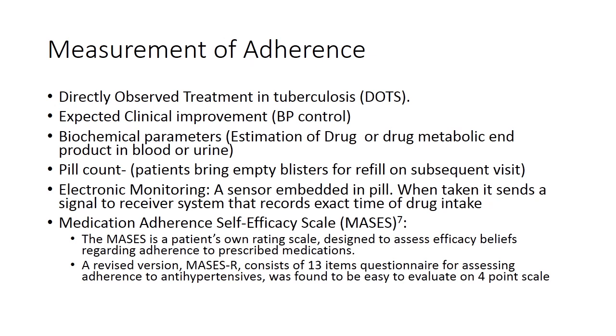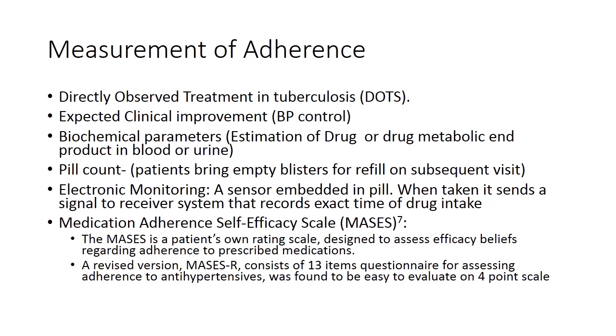Now, generally, adherence can be measured by directly observed treatment as was done in DOTS for tuberculosis. Expected clinical improvement. For example, if BP is controlled with medication, it is assumed that patient is adhering. Then sometimes biochemical parameters may also tell. There is a blood test. For example, blood sugar test may tell us that patient is taking anti-diabetic drugs. Pill count is the most important. Patient brings the empty blisters for refill or subsequent visits, and that may tell he has taken actually the required number of medicines as prescribed.